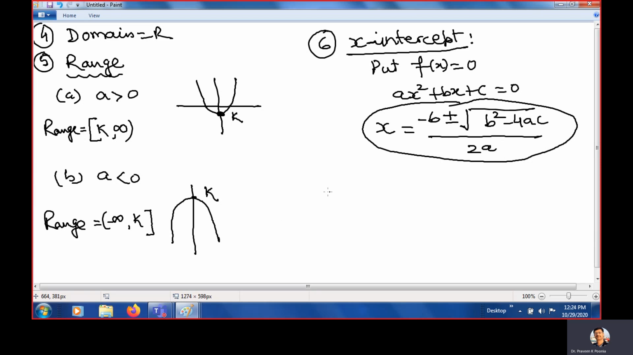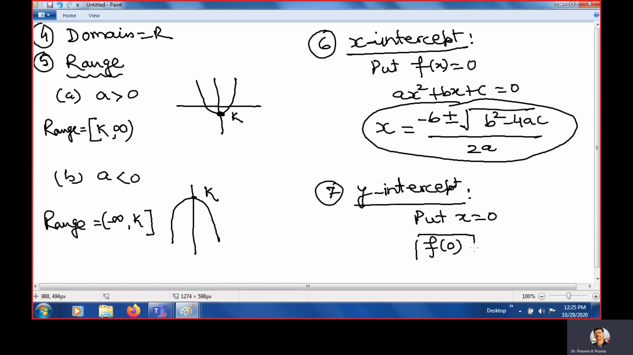Clear? And we will get exactly one y-intercept. What is the y-intercept? Put x = 0. So f(0) will be the y-intercept. f(0) is the value that will give you the y-intercept. Understand? So these are the 7 properties that we are going to study for any quadratic function.